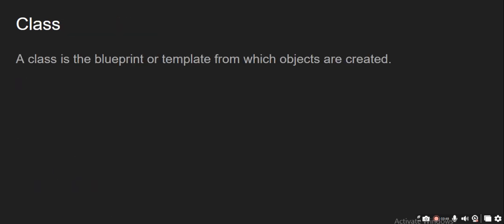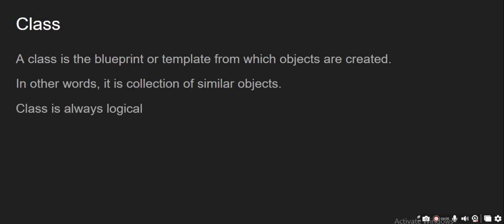Now come to class. What is class? Class is the blueprint or the template from which objects are created. Or let me reframe my words. Class is the collection of similar objects. Now class is always logical. See, there is a difference between class and objects in this perspective. Object can be physical as well as logical, whereas class is always logical. It can never be physical.